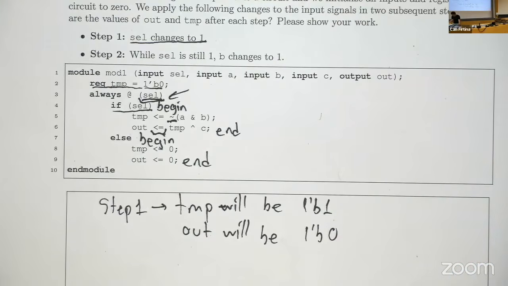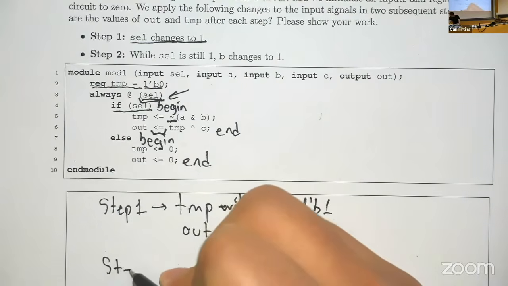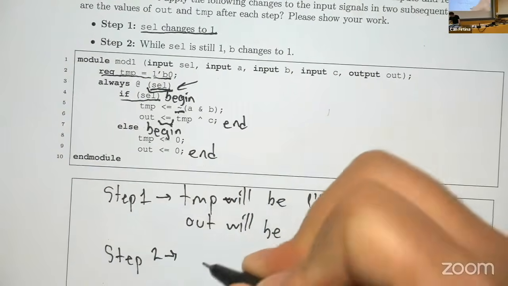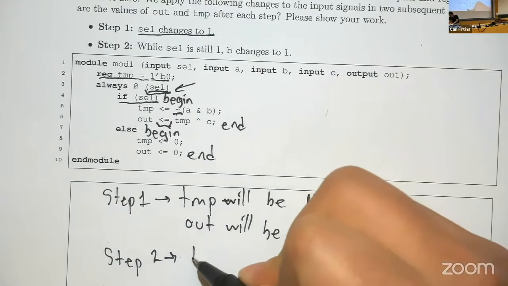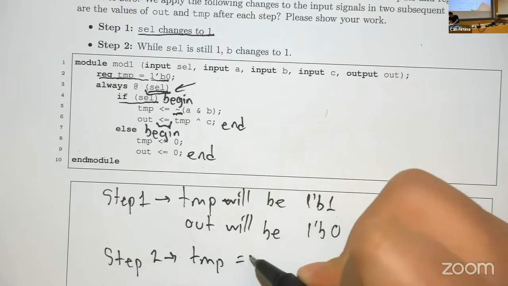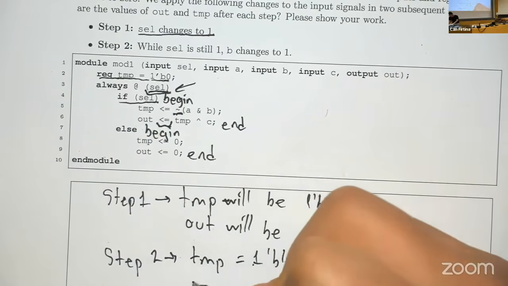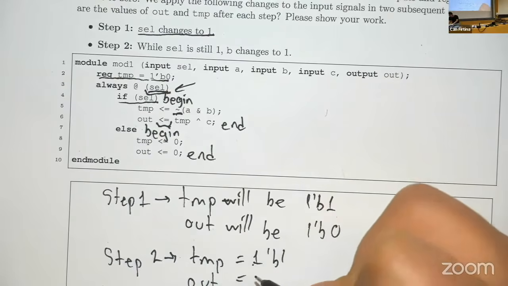And then because the block doesn't execute, none of the values here change. And that's the solution, basically, in step 2. The always block is not executed, so temp is still 1, and out is still 0.